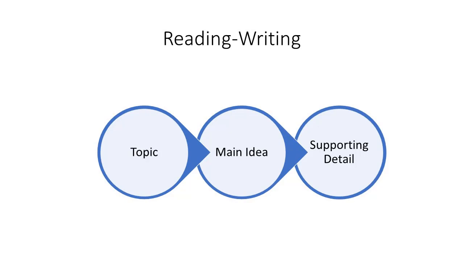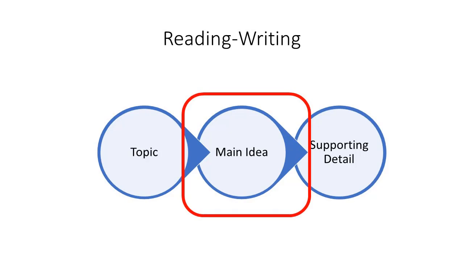Topic is the general statement of the text, while main idea is what the author wants to say about the text. How about supporting detail? They are the explanation, exploration, and examples related to the main idea. But everybody, today we just want to talk about main idea.